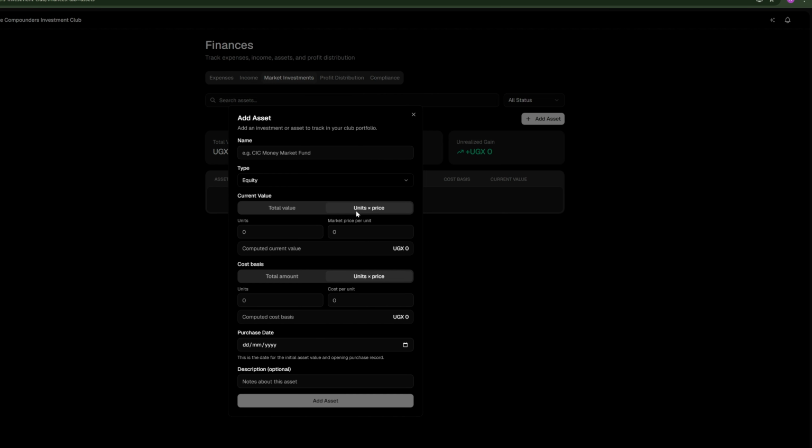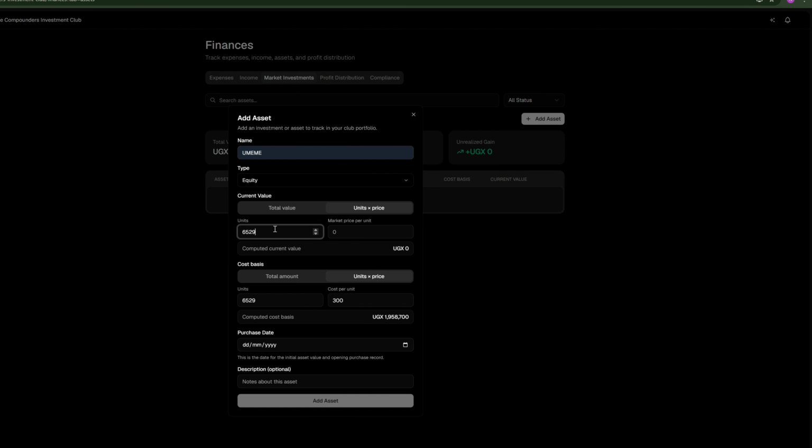If I enter the number of units and the price per unit, the system computes and displays the total in real time. Let me log the first holding for the Compounders Investment Club, and that is Umeme. So the name, I'll type Umeme. And for cost basis, I'll enter 6,529 units. And the cost per unit when the club was buying was 300. The system computes the cost basis as 1,958,700.